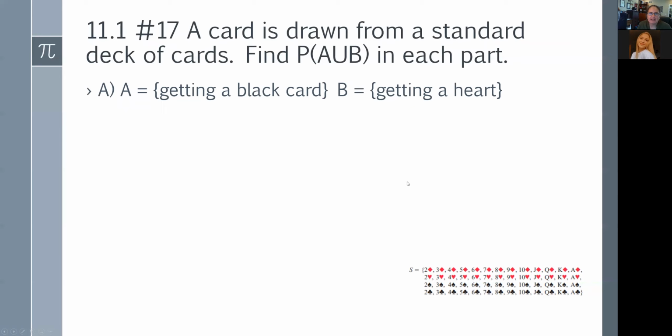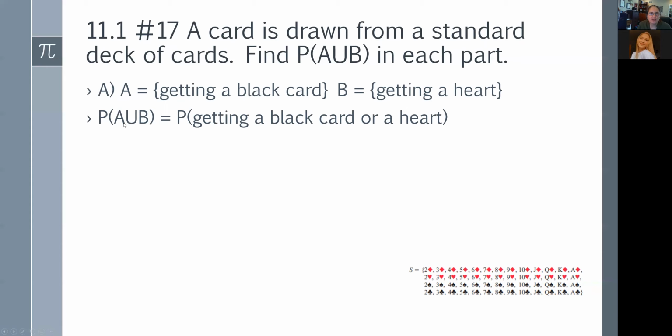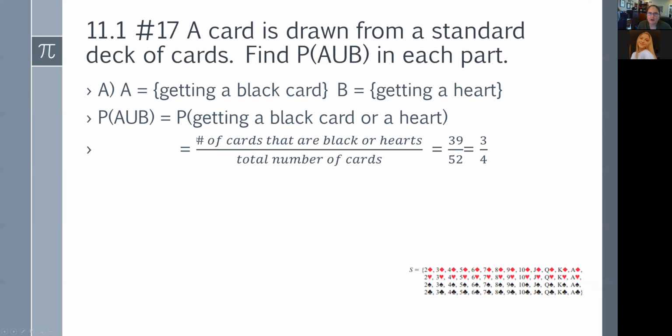Part A has event A, which is getting a black card, and event B, which is getting a heart. The probability of A union B is the probability of getting a black card or a heart. Okay, so anything in these bottom 3 rows will be in that event. So we're going to count the number of cards that are black or hearts on top, and then the total number of cards on the bottom. There's 52 cards in a deck, and there are 13 clubs, 13 spades, and 13 hearts. So that gives us a total of 39 on the top, and that reduces down to 3/4.